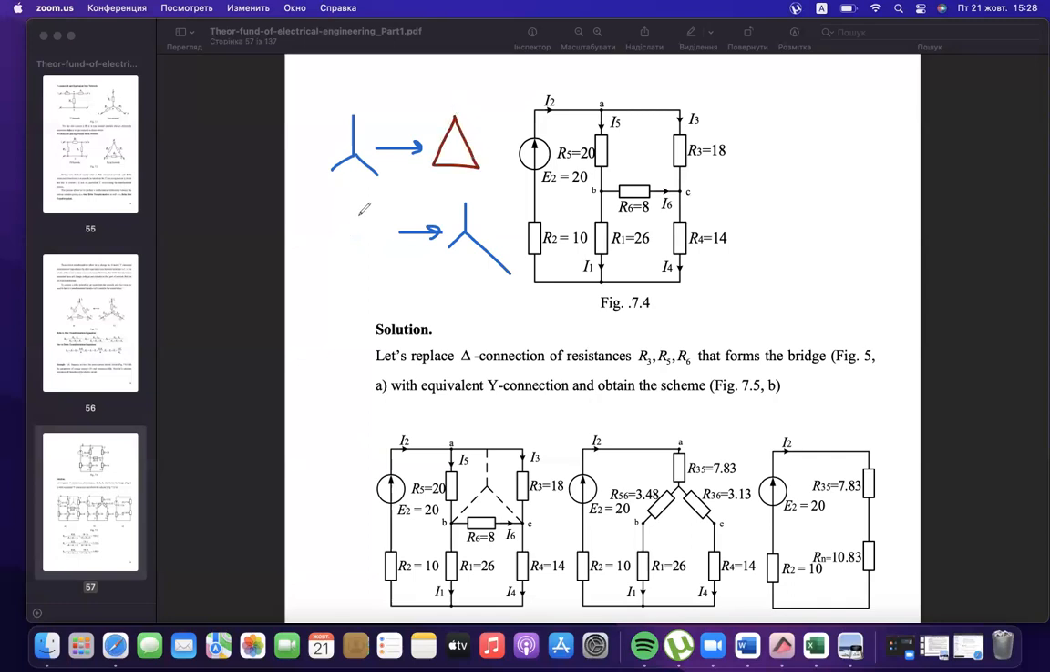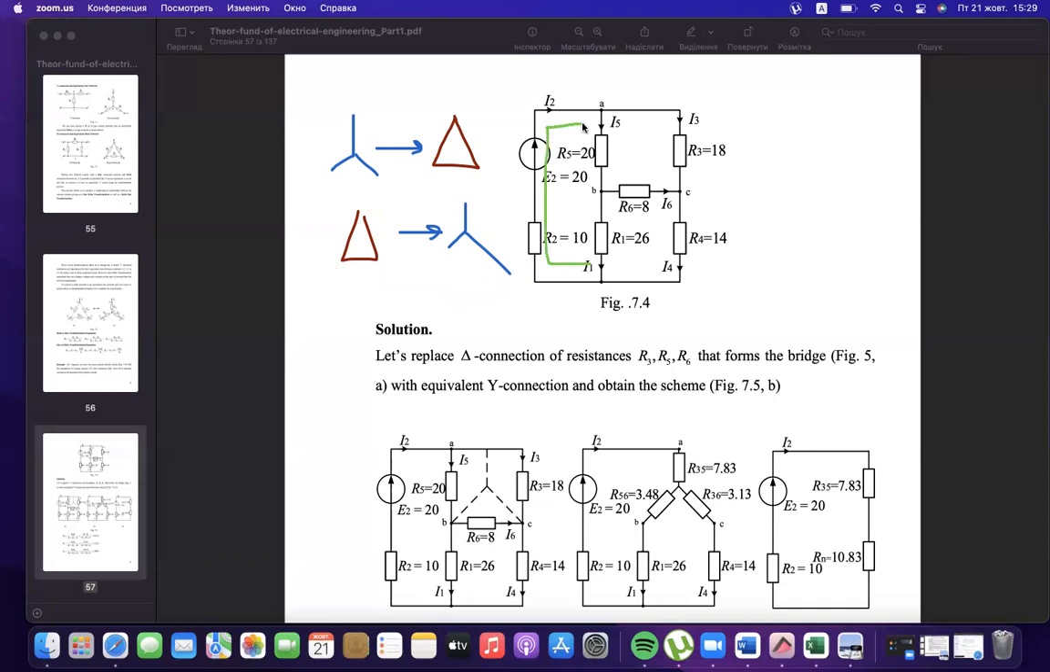Also, you have a couple of deltas here: the first delta here and the second delta here. You could do this task in lots of variants, at least 5 different variants of solution. Generally, the most commonly used is delta to star, because when you do the delta to star transformation, you are decreasing the number of meshes by one.